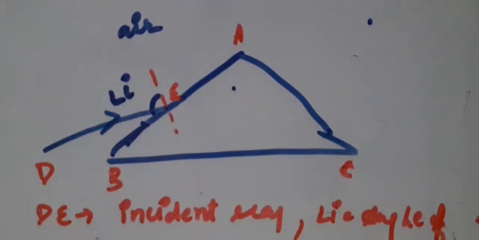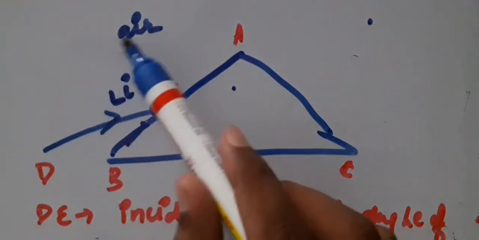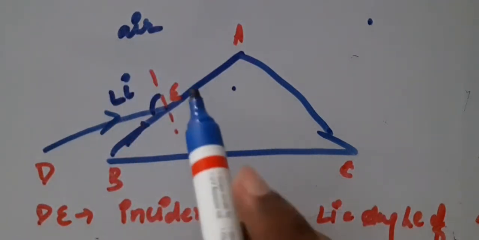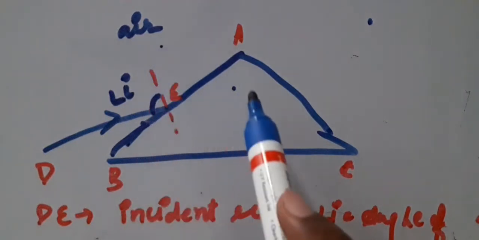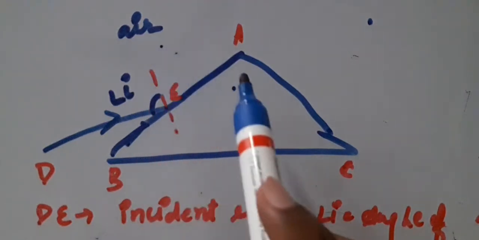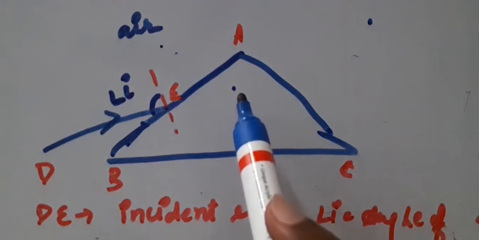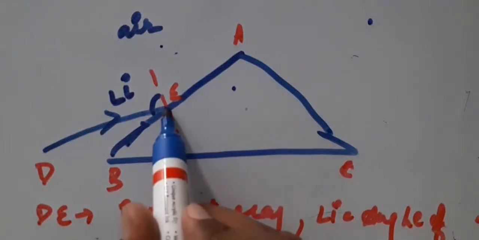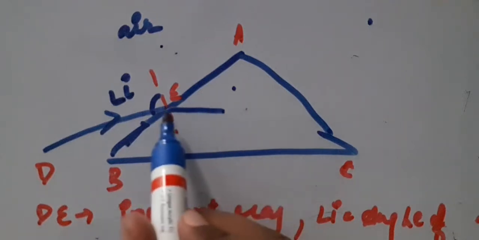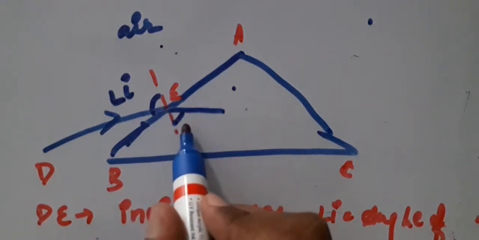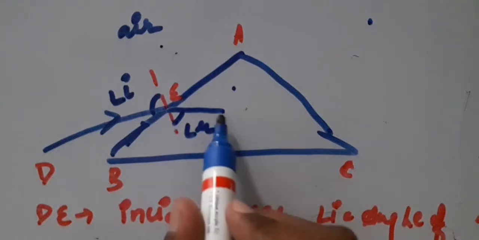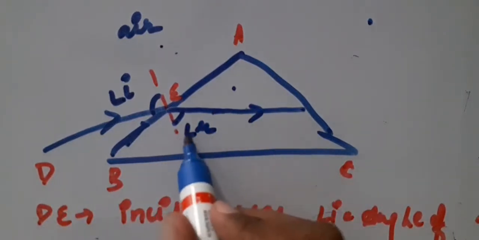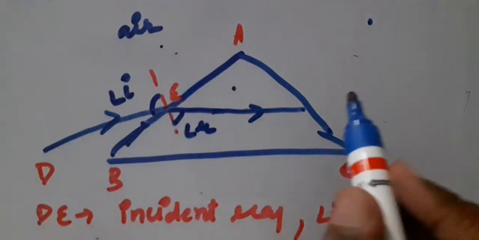Now, as we know, when light enters from one medium to another medium, it refracts. If it is entering from a rarer to a denser medium, as in air and glass, where the denser medium is glass, it will bend towards the normal. This is the normal, and it will bend towards it. So this angle is the angle of refraction. It will go straight, so I am putting DE and F.